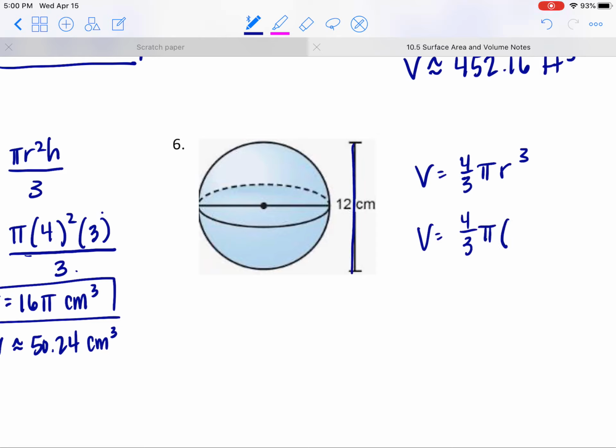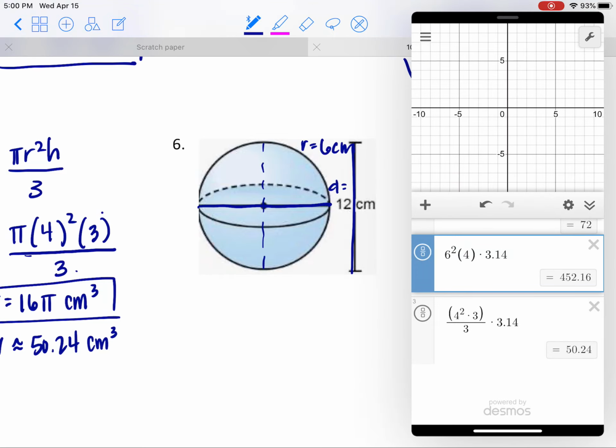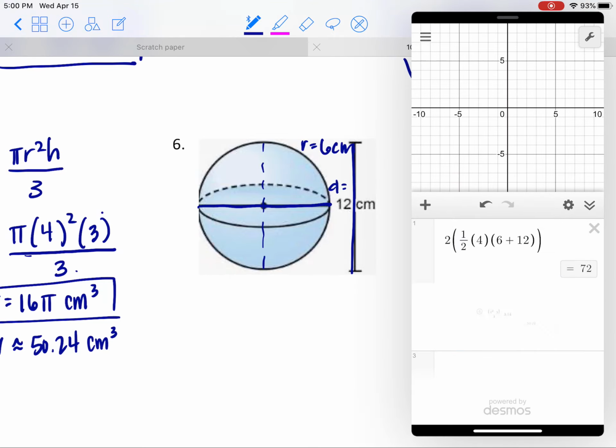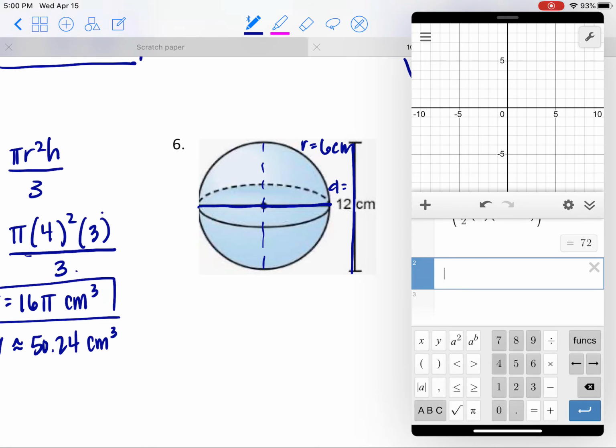So in this case, 4/3 times pi times, again, this is a diameter of 12. All the way across here is the same as all the way across here. So if our diameter is 12, again, our radius is going to be 6. So we're going to put 6 cubed in here. So volume is going to be, now to get the exact volume, let's not put pi in the calculator, just the 4/3 and the 6 cubed.